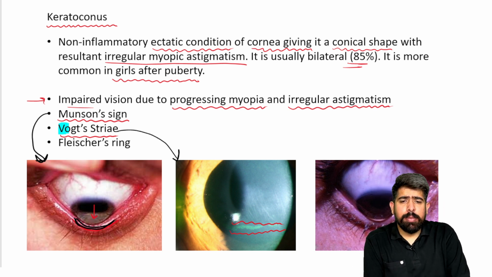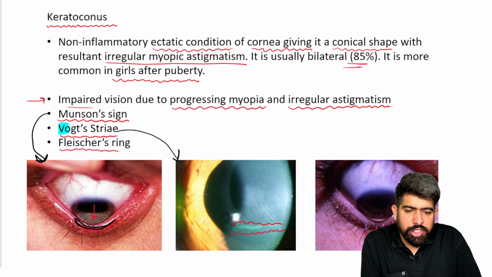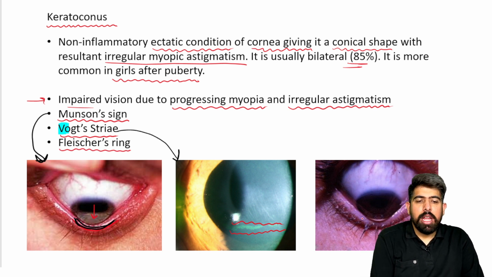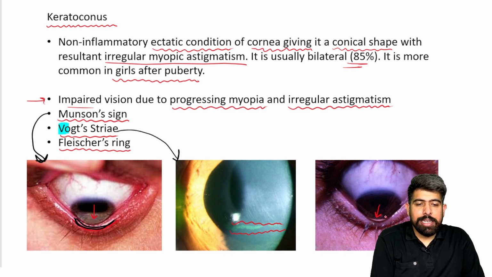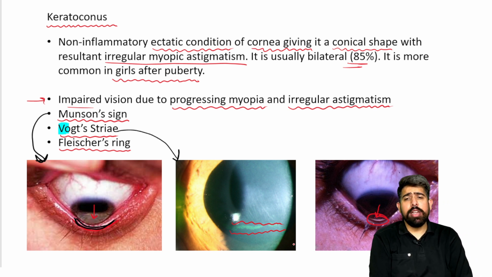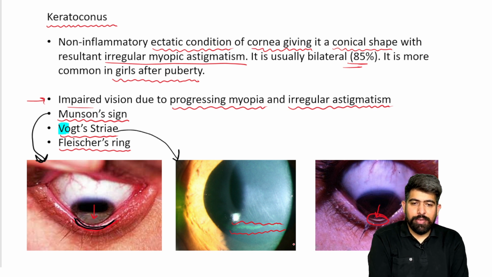Next is Fleischer's ring. What is the meaning of Fleischer's ring? Please understand: at the base of the cone, you can see iron getting deposited. As this iron deposits, when we put light into it, it gives a reflection. This is known as Fleischer's ring.